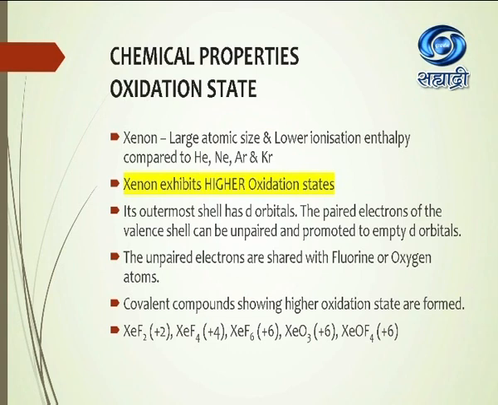So it has little larger atomic size and lower IP compared with the earlier noble gases, that is helium, neon, argon, krypton, and therefore xenon exhibits higher oxidation states. Its outermost shell has d orbitals. The paired electrons of the valence shell can be unpaired and promoted to the empty d orbitals. And these unpaired electrons are shared with fluorine or oxygen atoms. And therefore, covalent compounds showing higher oxidation state are formed.